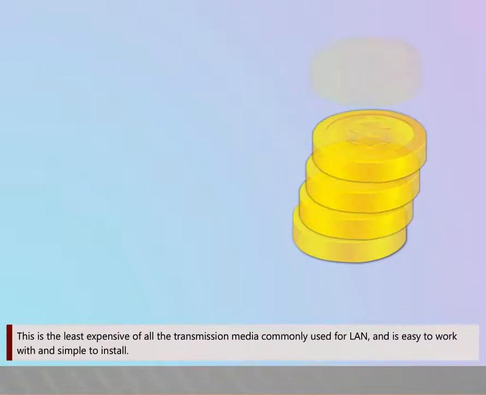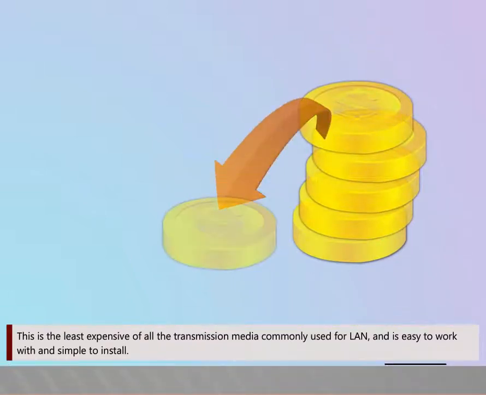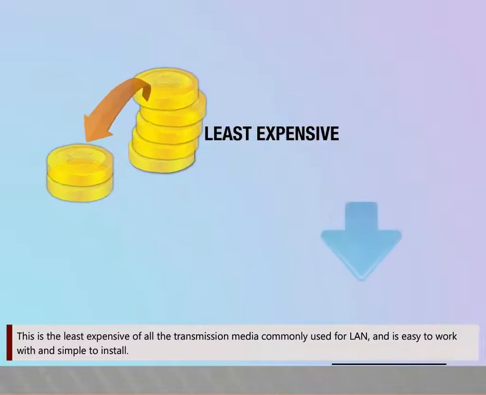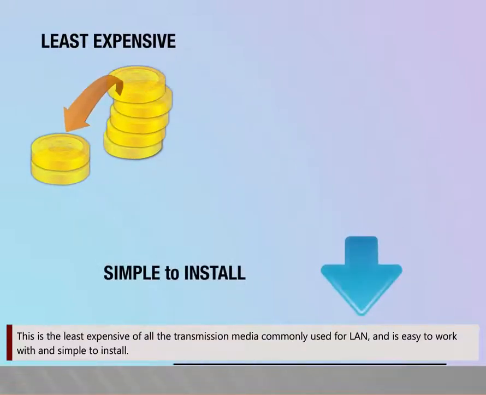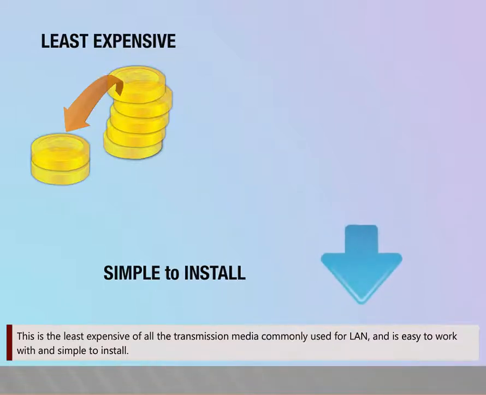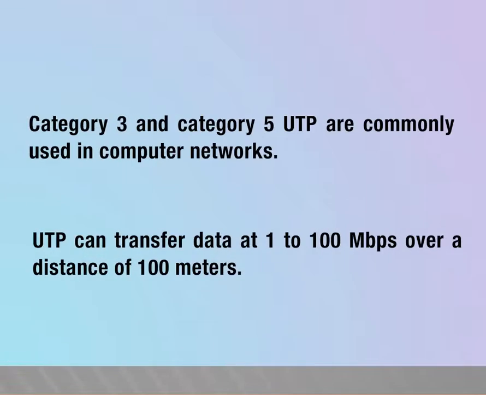This is the least expensive of all the transmission media commonly used for LAN and is easy to work with and simple to install. Category 3 and Category 5 UTPs are commonly used in computer network. UTP can transfer data at 1 to 100 Mbps over a distance of 100 meters.